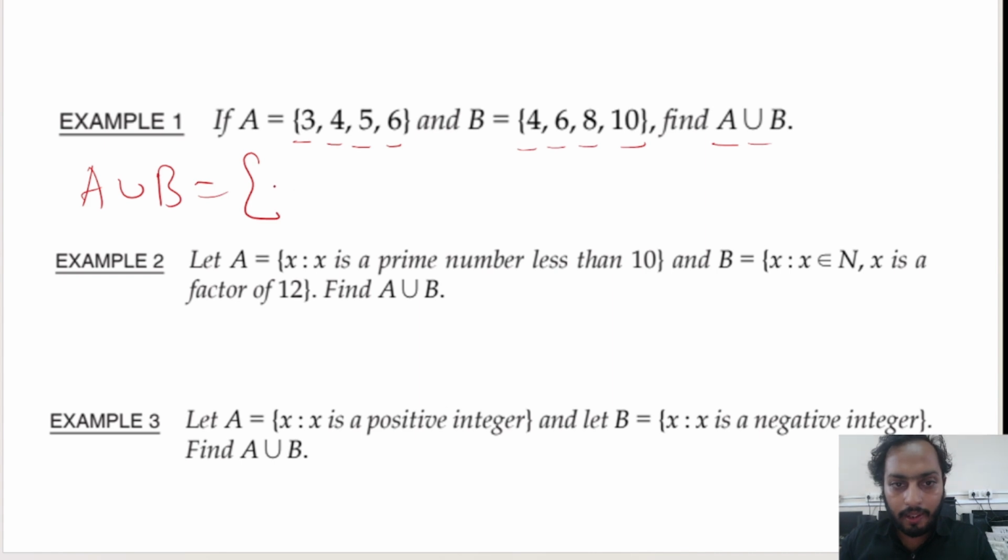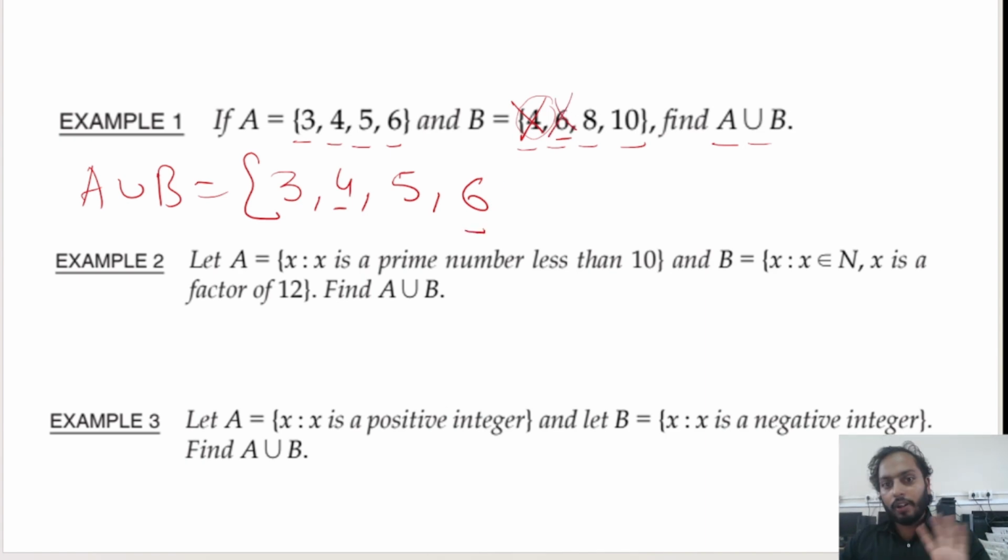What are the elements coming in A? 3, 4, 5, and 6. When you are writing the union, you can write down the first set's elements very easily. But when you come to the second set and start to combine them, be careful and check whether you already counted that element or not. Now in B, the next element which is coming is 4. But I already counted 4, so I don't need to count it. I don't want to do unnecessary repetition. I just want to combine them. The next element in B is 6, which I already counted here. So I will not count 6 again.